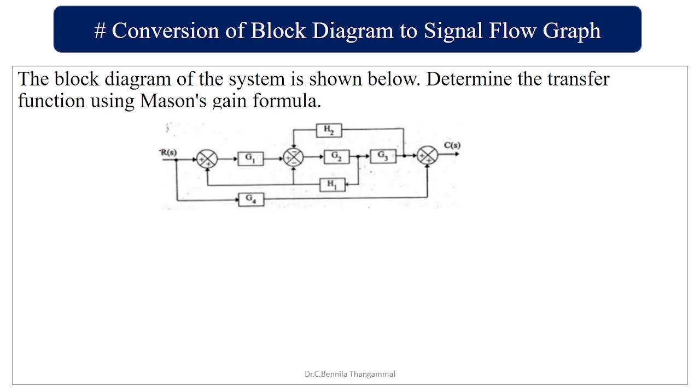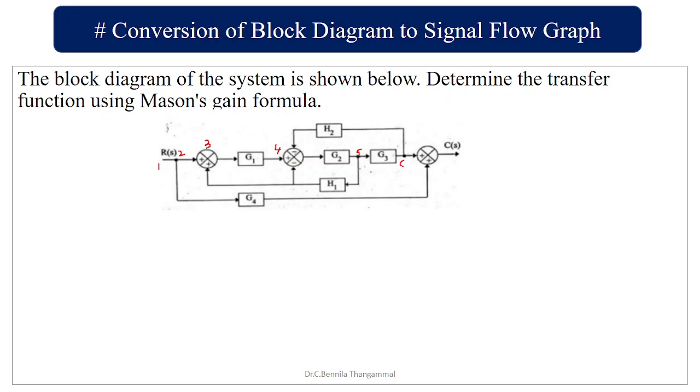So as mentioned earlier, we have to take this R of S and C of S as nodes here. So I'll start from this R of S as an input node. So this is going to be 1. This is going to be your branch point, so I'll be naming it as 2, and this is going to be your summing point. So it's going to be 3, and then it's going to be another summing point. So it's going to be 4, and then this is going to be your branch point. So it's going to be 5.